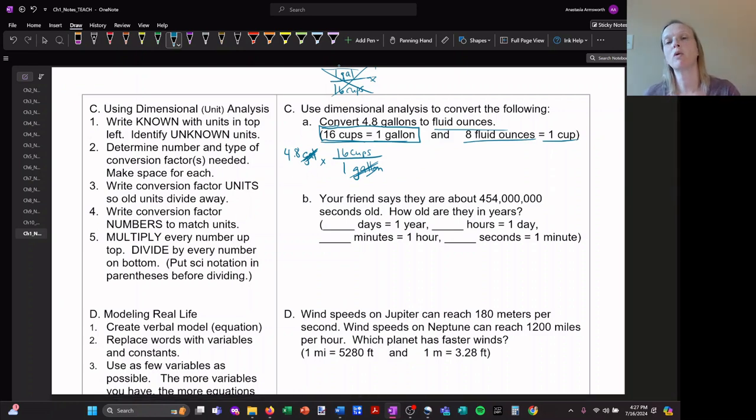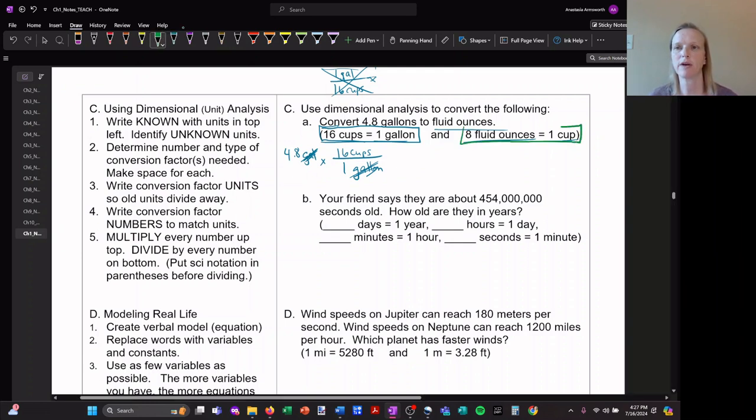So far, I've only used one conversion factor. So I've converted to cups. I haven't yet converted all the way to fluid ounces, which is what I want my final answer to be. So I need to use a second conversion factor. 8 fluid ounces equals 1 cup. Again, I've got a choice. I can either write 8 fluid ounces equals 1 cup, or I can write 1 cup equals 8 fluid ounces. I want to choose the conversion factor that's going to get rid of the units that I don't want to see in my final answer.